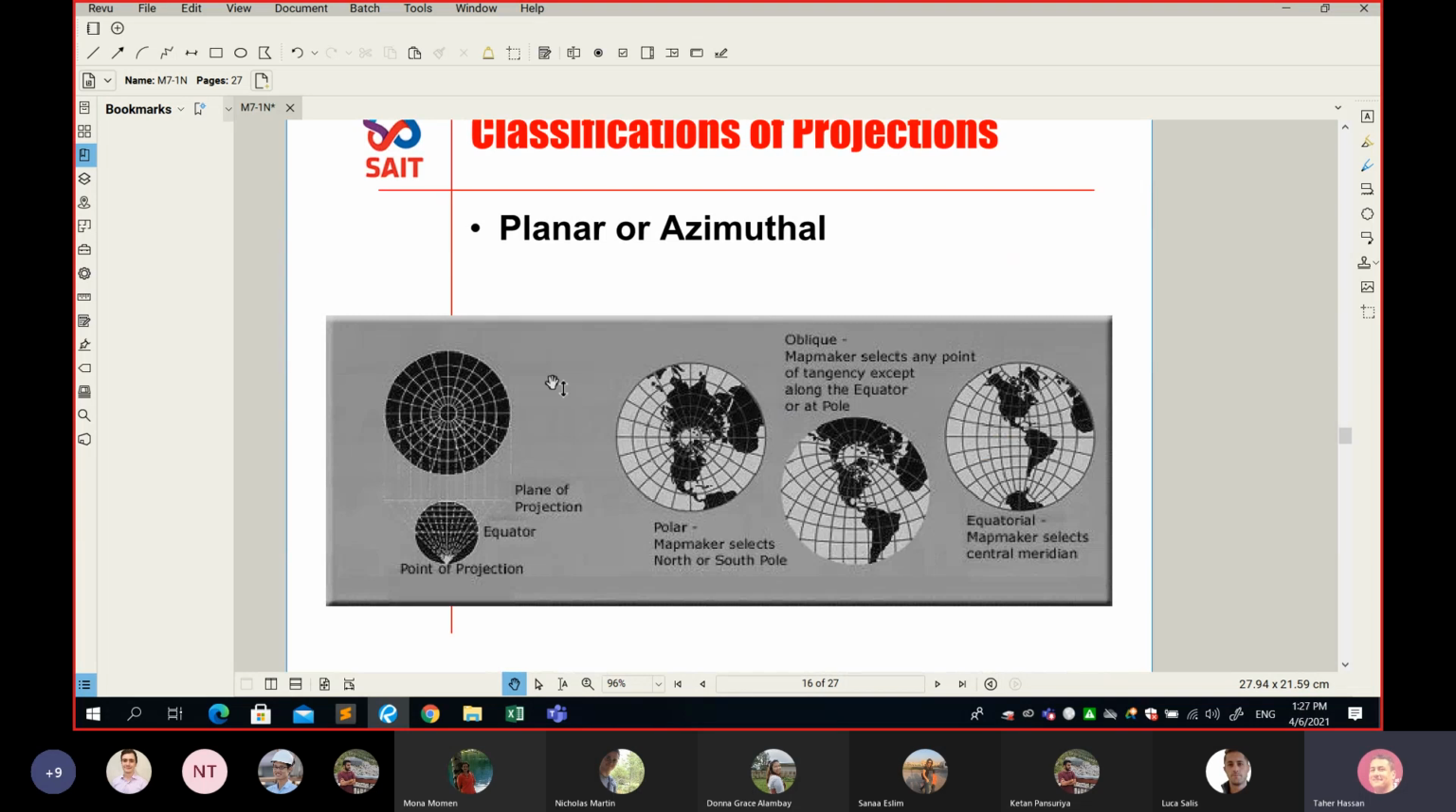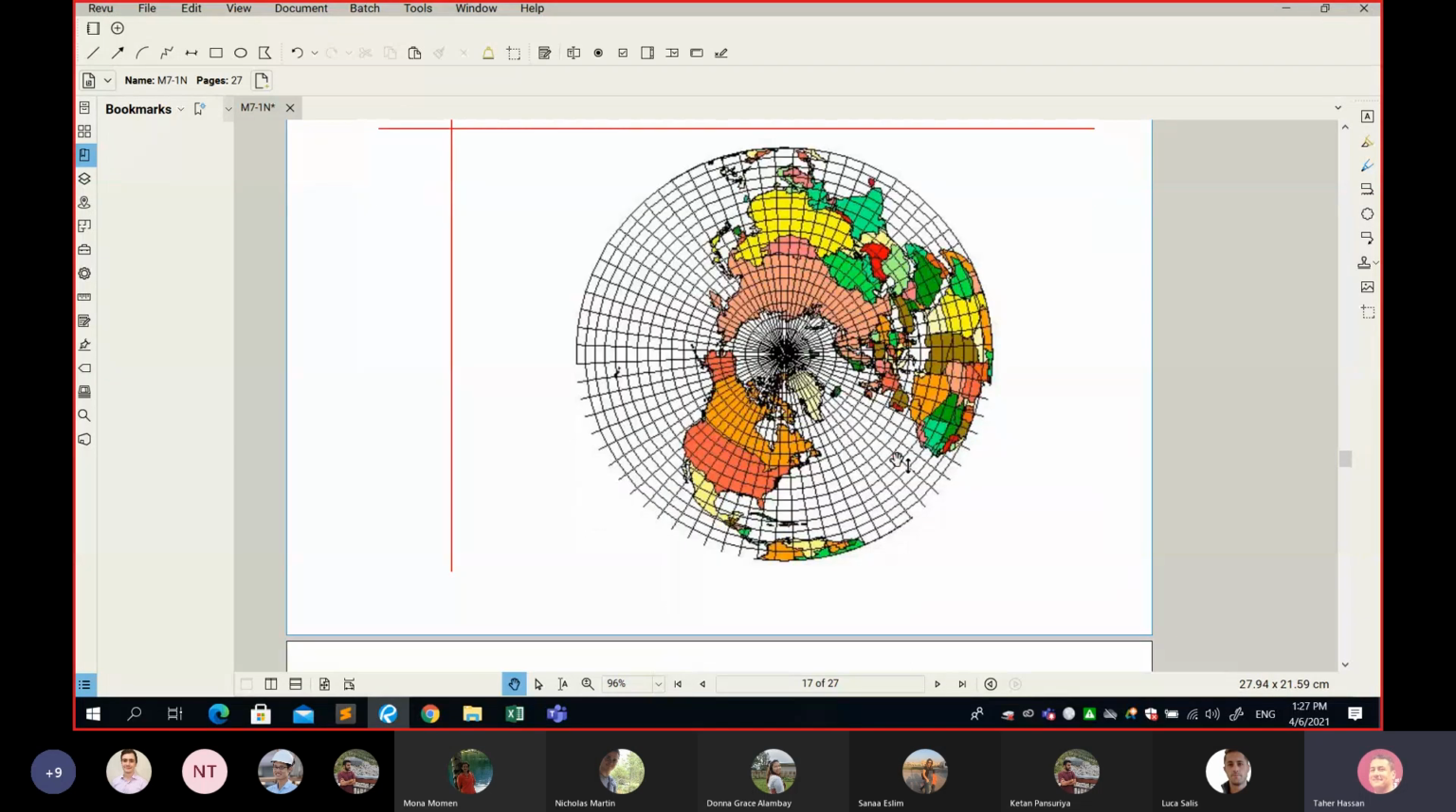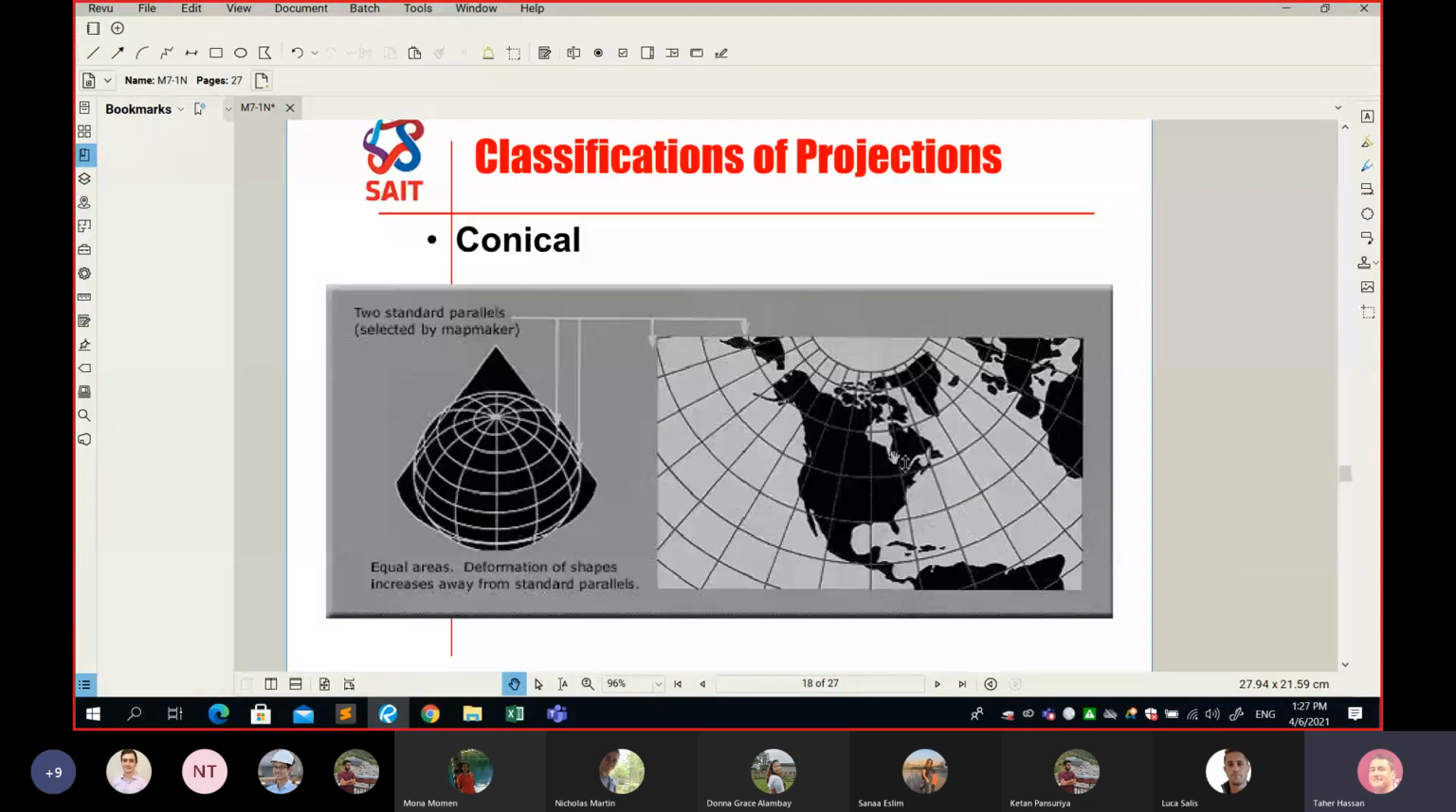This is the planar, sometimes called azimuthal. This one is more popular. This is the earth map in a planar projection. How about conical? For conical, we get a cone, make it tangent to the earth, and simply do the projection.